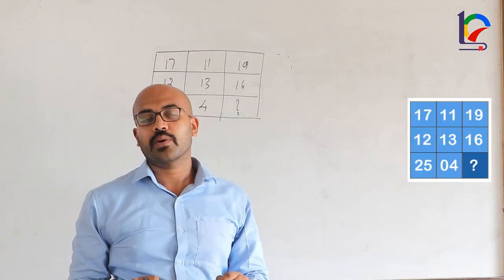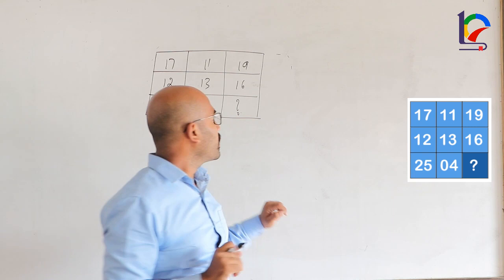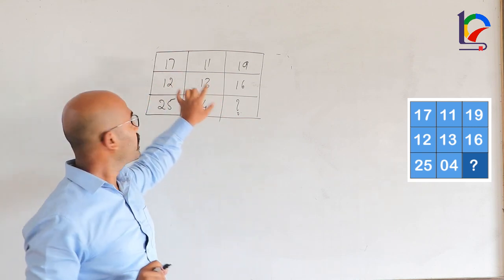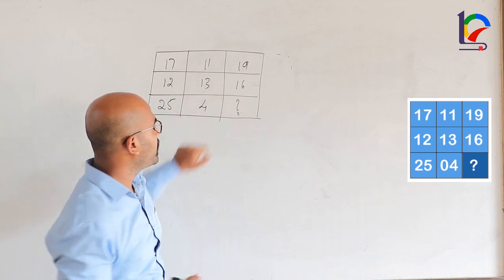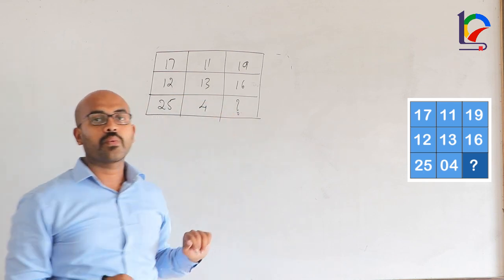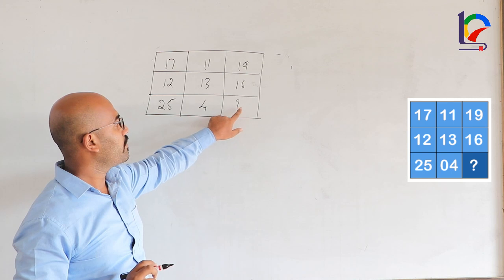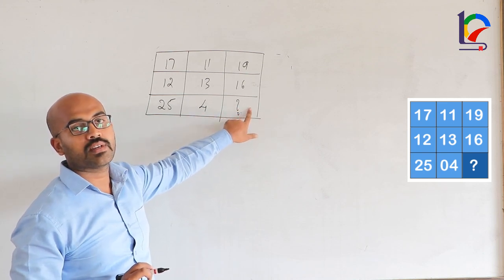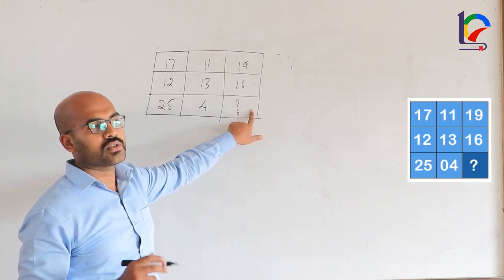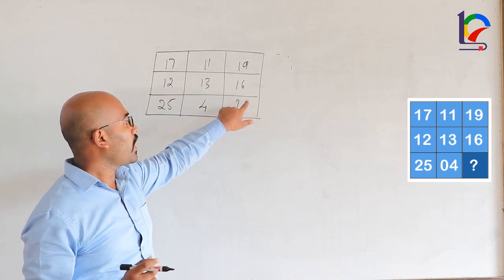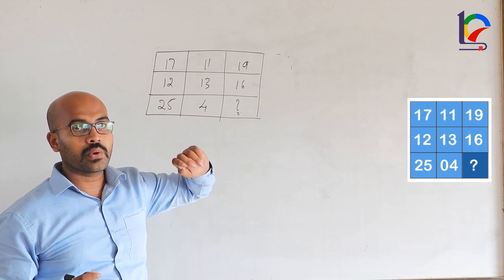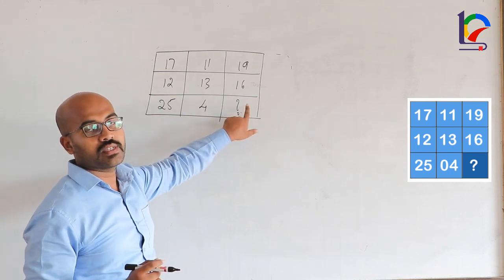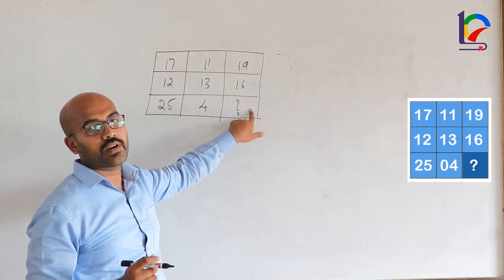Coming to this particular problem, here they have given you totally 8 numbers except this one. You need to find which number will be here, or which number is most suitable here. According to some particular rule, there should be one number which will be here. So you need to find out what that number is.